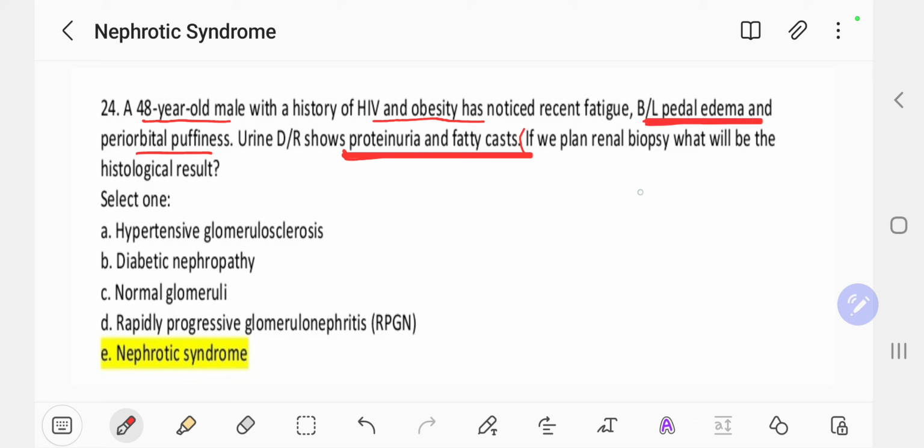So if we do a renal biopsy, what will be the histological result? And the right option is nephrotic syndrome. Pretty easy.